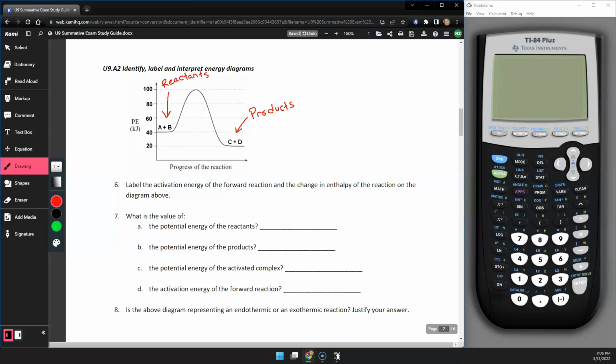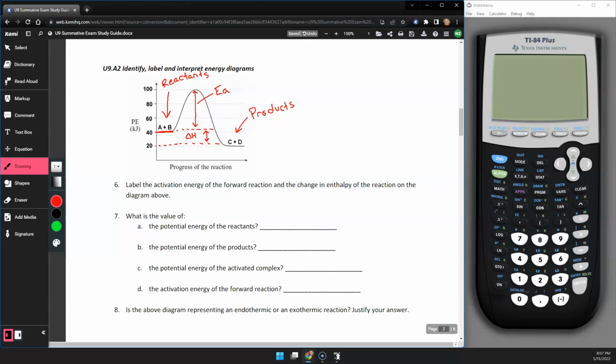It says label the activation energy of the forward reaction. So our activation energy is the energy that we need to get over this hill and make it to the other side. So this is our activation energy, and we label it EA. So it's essentially the height from the amount of energy that we started all the way up to the top of that hill. The change in enthalpy is the difference between the energy of the products and the reactants. So here, we're going to label that delta H. That's the difference between them.